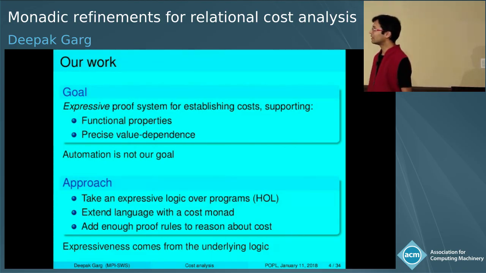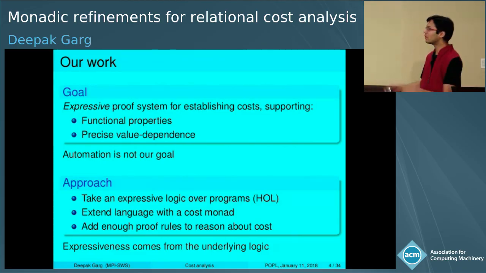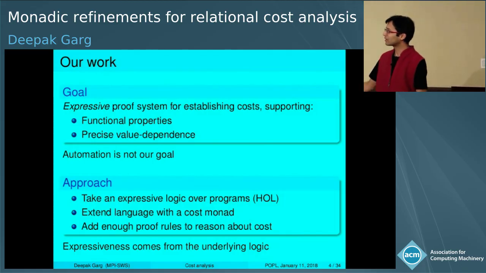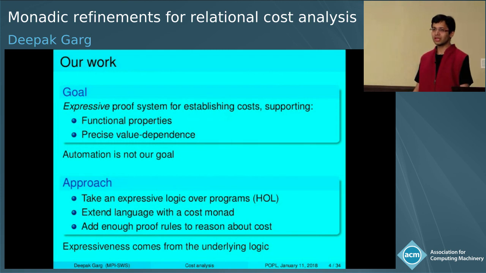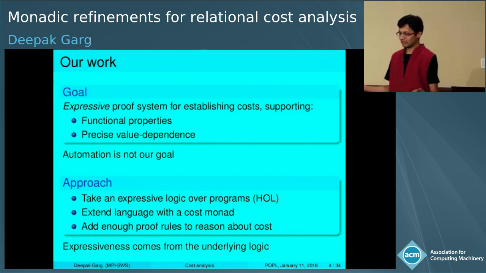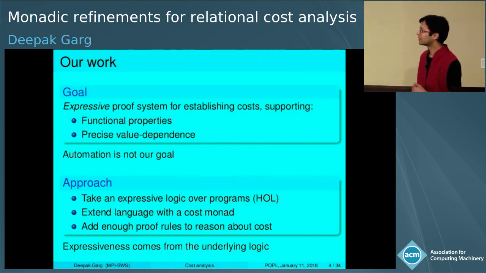So essentially, we need a logic that is expressive enough to prove all the interesting functional properties within this language. So in particular, we are going to work with HOL. HOL is higher order simple predicate logic. This is a logic that allows you to reason about equality of programs in the lambda calculus, let us say.